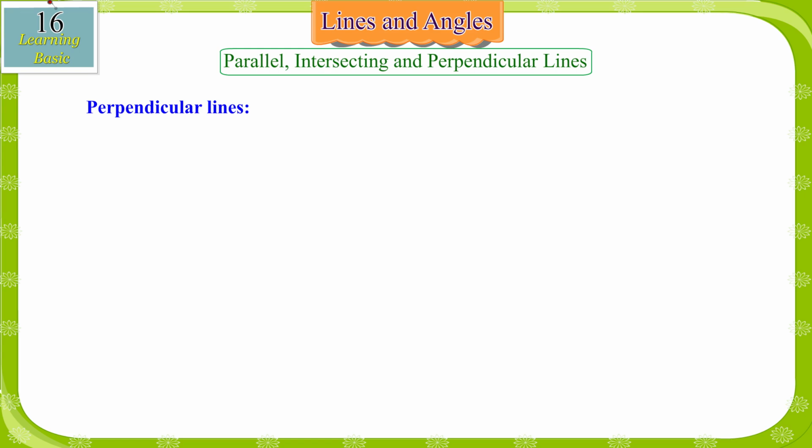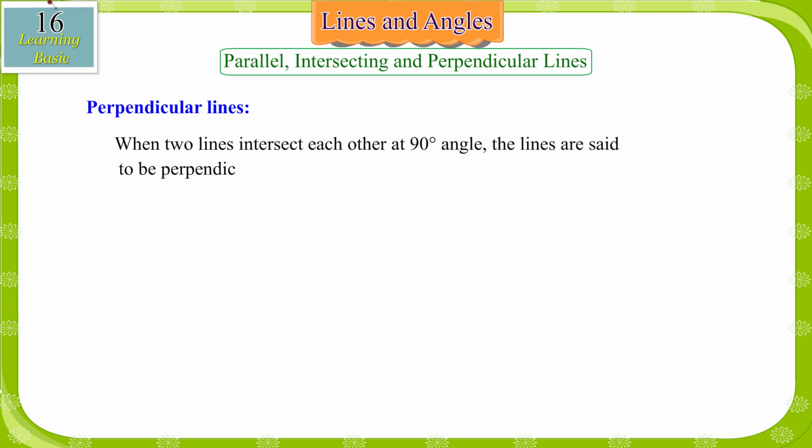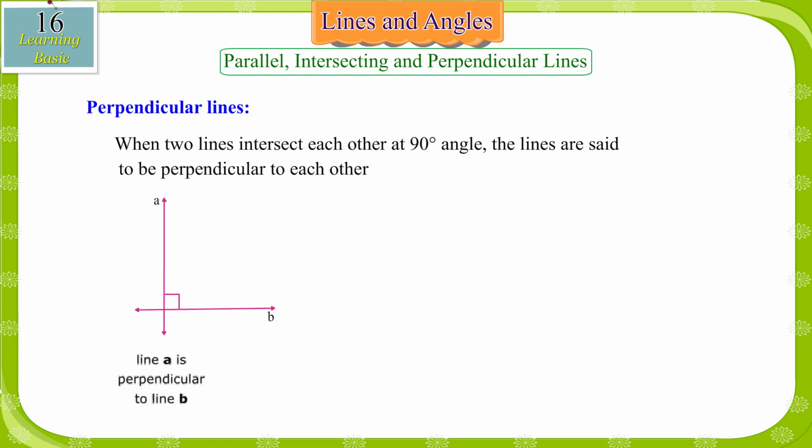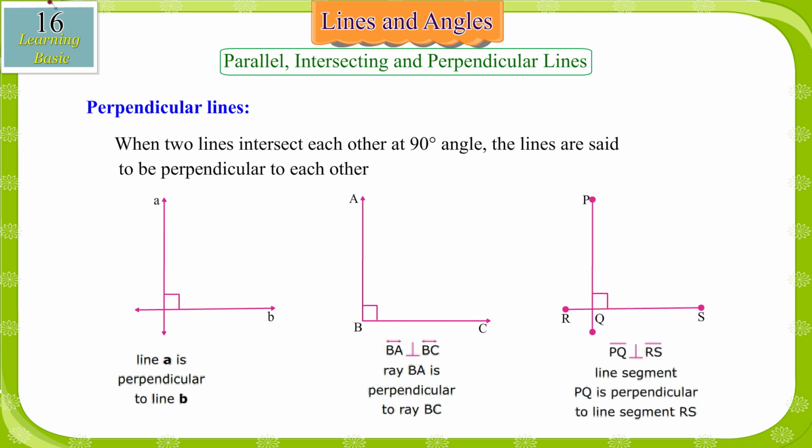Perpendicular lines. When two lines intersect each other at a 90-degree angle, the lines are said to be perpendicular to each other. Line A is perpendicular to line B. Line BA is perpendicular to line BC. Ray BA is perpendicular to ray BC. Line segment PQ is perpendicular to line segment RS.